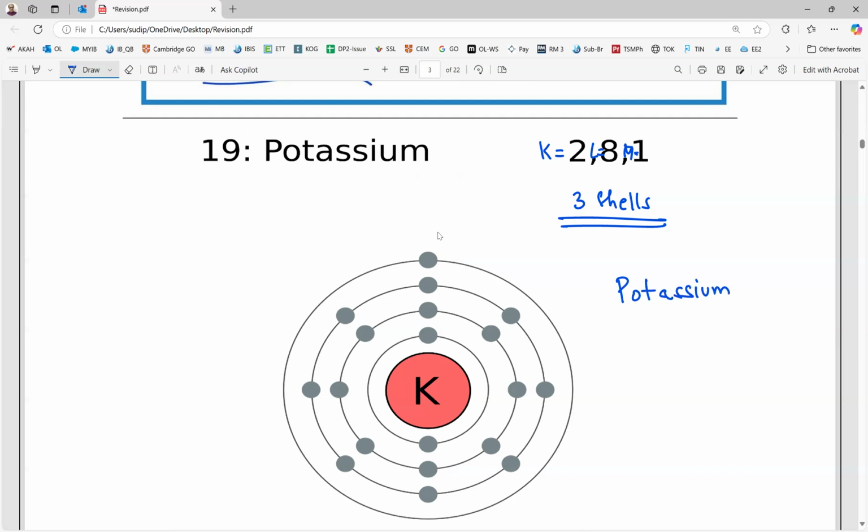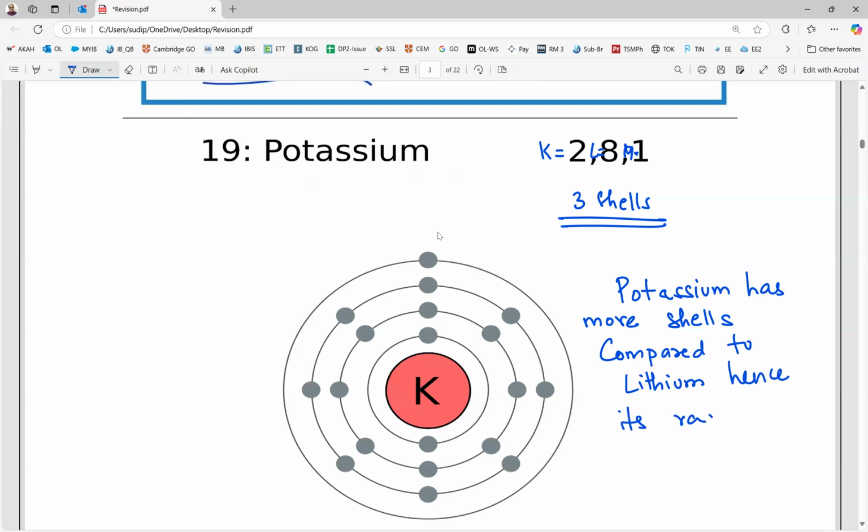So potassium has more shells compared to lithium. Hence, its radius is more. So that is the reason why its radius is more. So I hope you understood the difference.